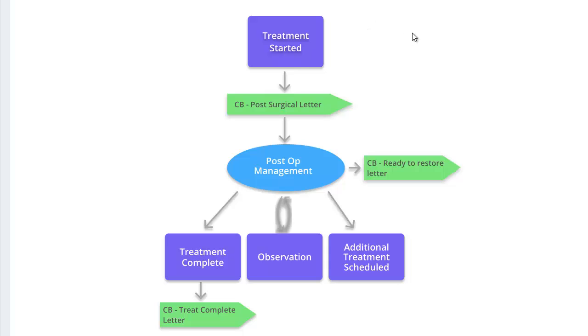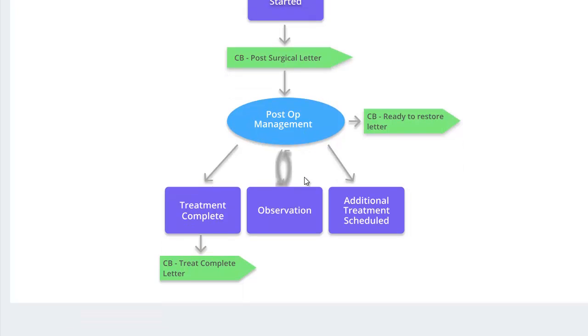We go from treatment scheduled follow-up, and we say in treatment scheduled follow-up that treatment is started with a date, and it moves here into treatment started. If treatment is started, then we need to generate a post-surgical letter because we've had the treatment, the surgery, whatever's happened. So there's a notification which automatically goes out that sends a task to the correspondence bucket saying you need to generate a post-surgical letter for this patient. Then we move right into post-op management.